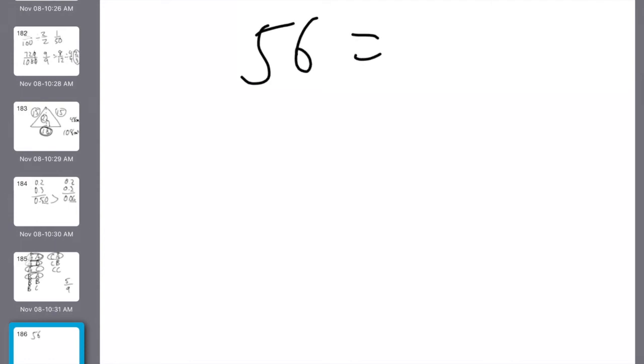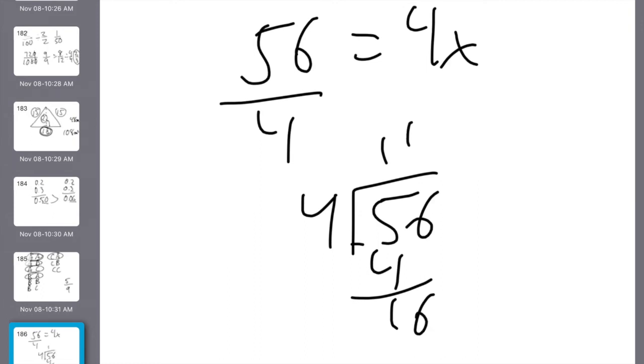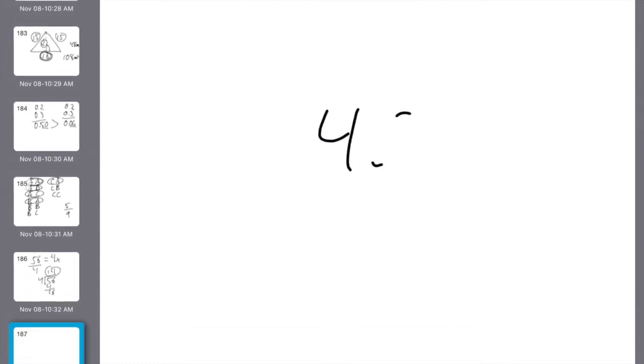Number 18. I'm going to do the math as I write it down. 7 times 8 is 56. That equals 4x. Missing a number in multiplication, I solve it through division. So inside the box, out of the box, 1, 14, brings down 16, 4. My answer is 14.21.